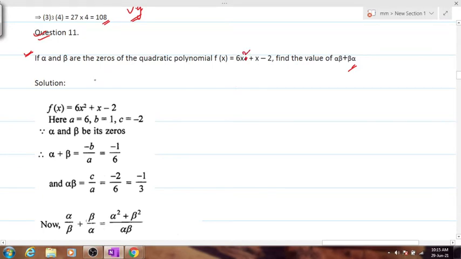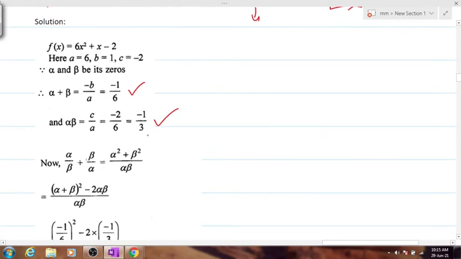Can we start now? If alpha and beta are the roots of this polynomial, we have to find the value for alpha by beta plus beta by alpha. Can we find out? Sum of the roots is minus 1 by 6. Product of the roots is minus 1 by 3. So we have to calculate alpha by beta plus beta by alpha. If you have calculated it this way, it's fine. But you are asked to calculate alpha by beta plus beta by alpha, which is equal to alpha square plus beta square over alpha beta.